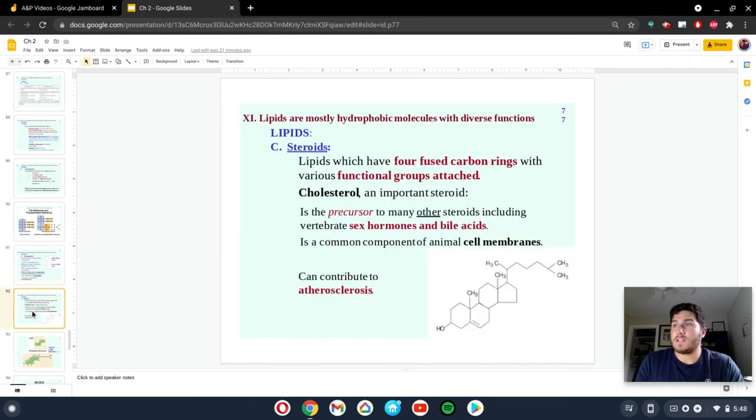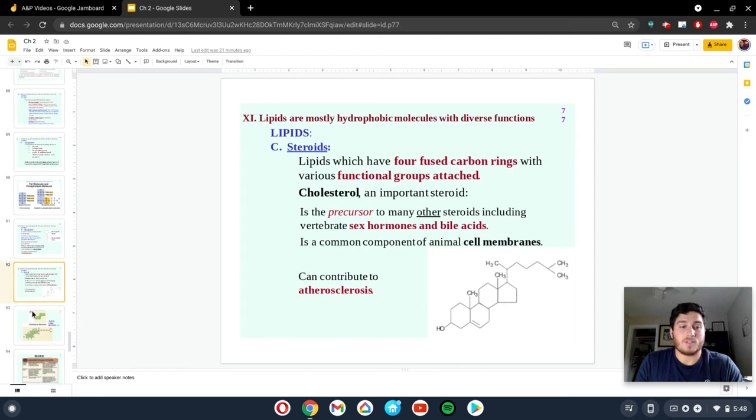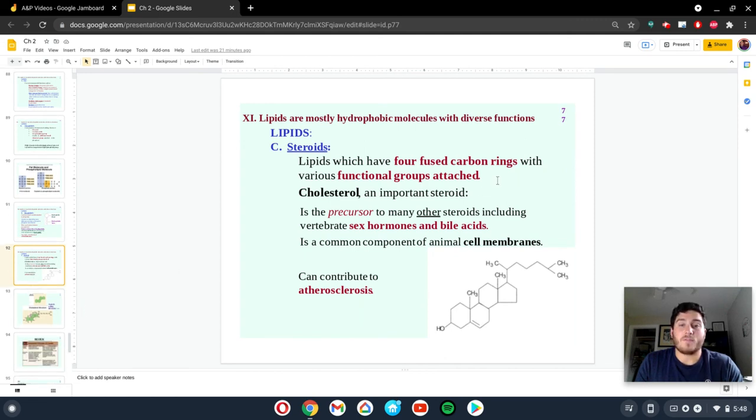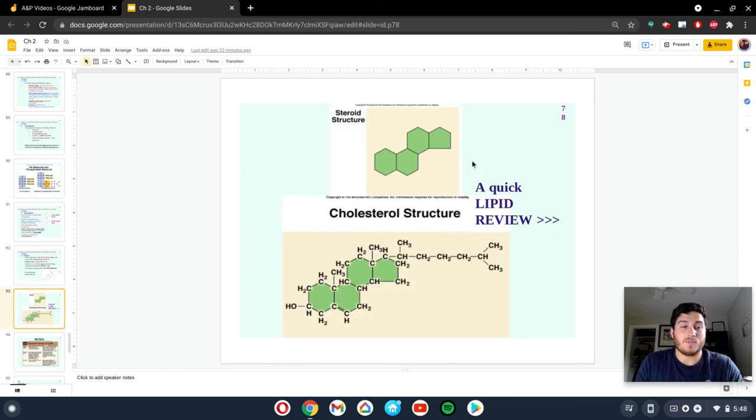And the next one on here is steroids. All right, so steroids are lipids that have 4 fused carbon rings together, and they are a functional group also known as cholesterol. So cholesterol is an important steroid. We know of them. There are many different types of cholesterols in the body, and it is a type of steroid. All right, steroids are also precursors for many other things. Cholesterols are also precursors for many other things in the body, such as sex hormones and bile acids. So we see these all over the place in our body. And here's a couple of examples of what that looks like.